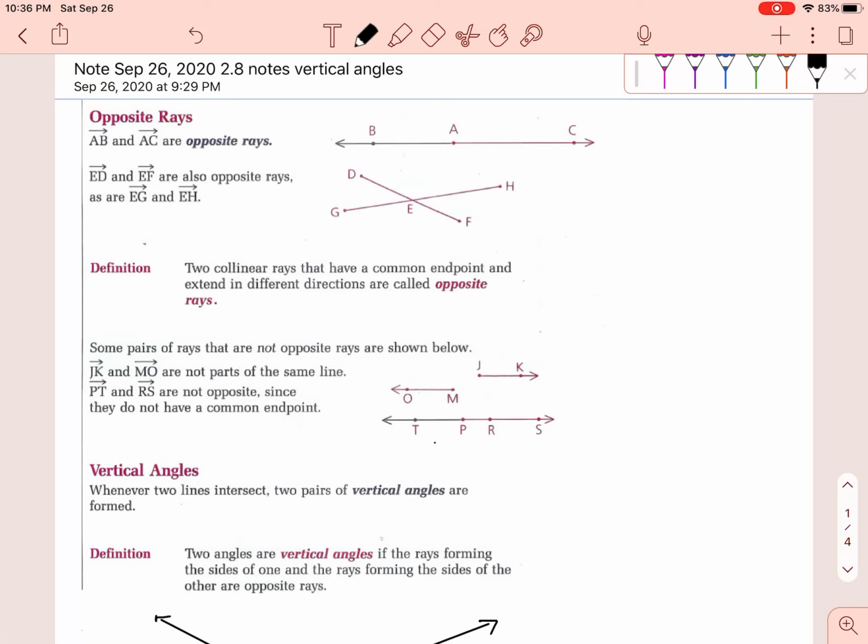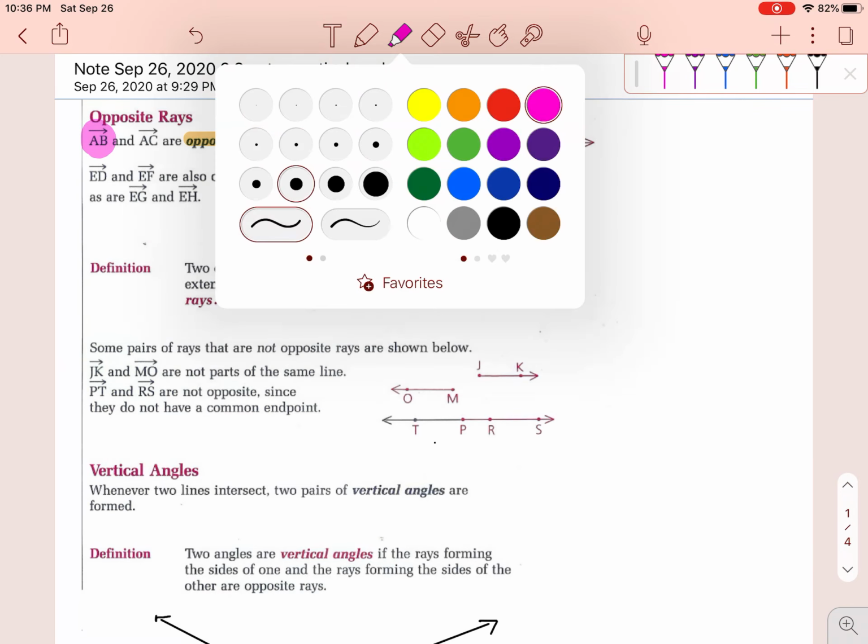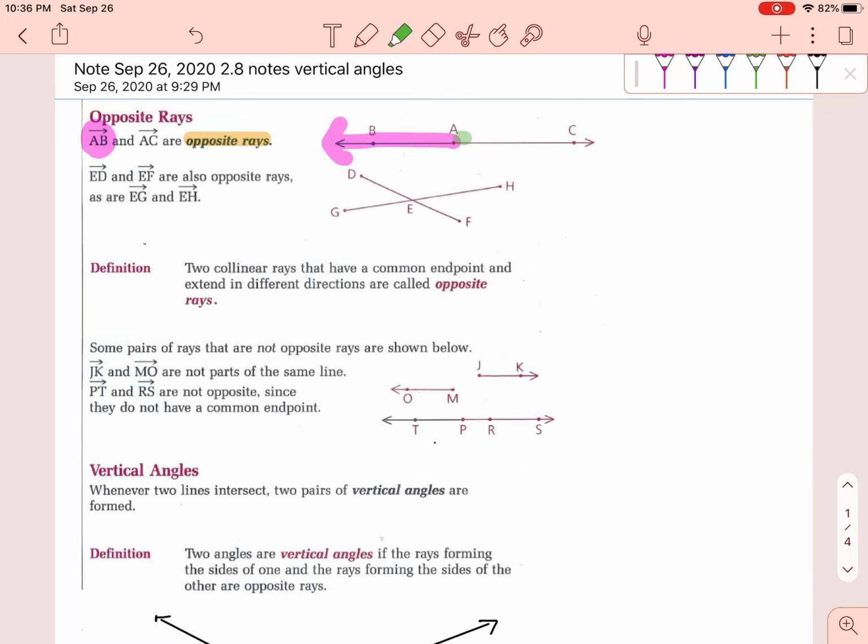All right, so we are going to talk about vertical angles today. The first thing we need to understand before we get to vertical angles are opposite rays. So when I discuss opposite rays, I need you to understand what those are. For example, AB is an opposite ray with AC.